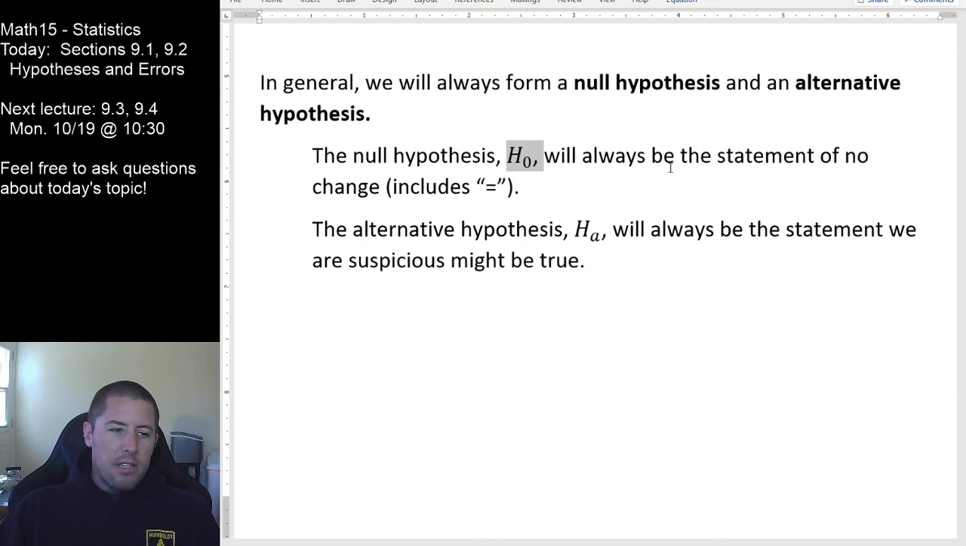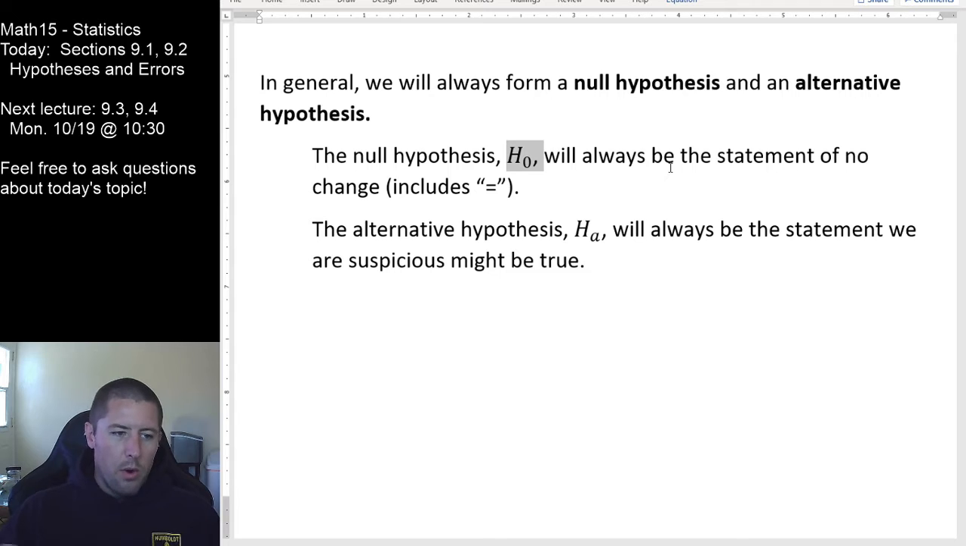Our null hypothesis will be the statement of no change: this drug has no impact on patients. The alternative, the one that we're suspicious might be true, would be this drug increases patients' survival times or something like that. So the null hypothesis is the statement of no change, and the alternative hypothesis is reflective, in a sense, of the purpose of why we're doing the study. We think that this drug is going to increase cancer survival times.